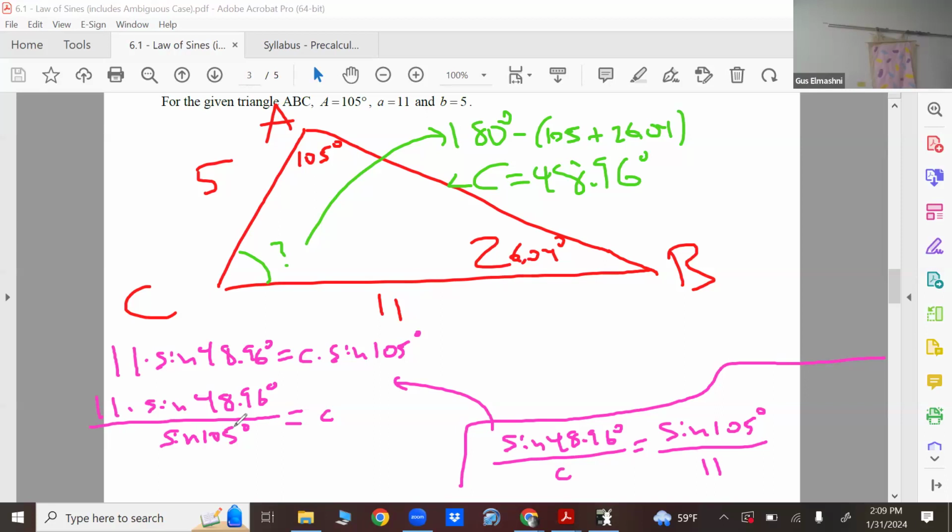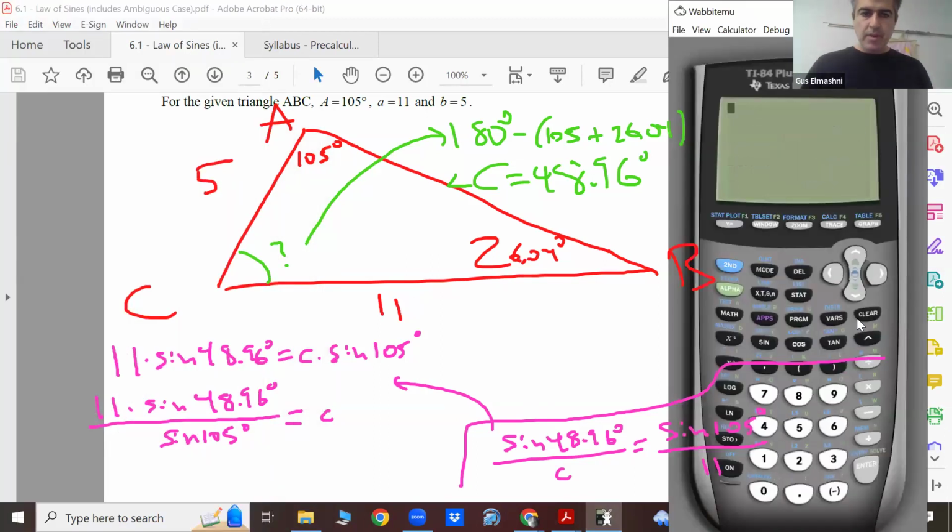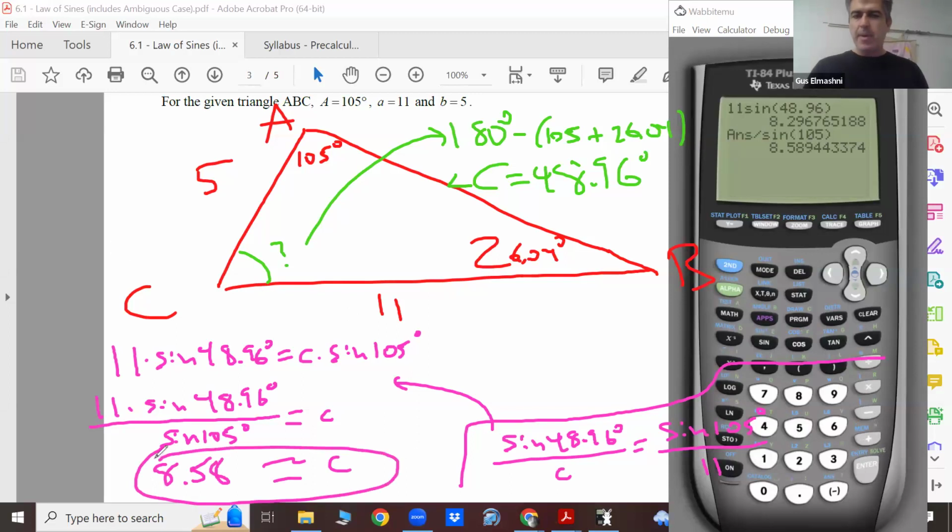We punch this in, we get C, little c, right? Side C. So let's do that right now. Move it over here. Clear. 11 sine 48.96 divided by sine 105. Boom, boom, boom. Yeah, 8.58. That sounds good to me. I think it seems reasonable. In terms of rounding, I think 2 decimal places is fine. Don't worry about it. I'm not going to be a total stickler about it.